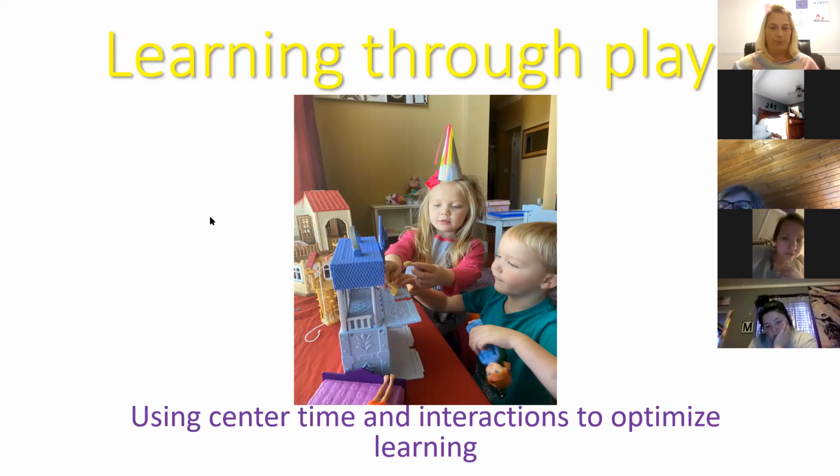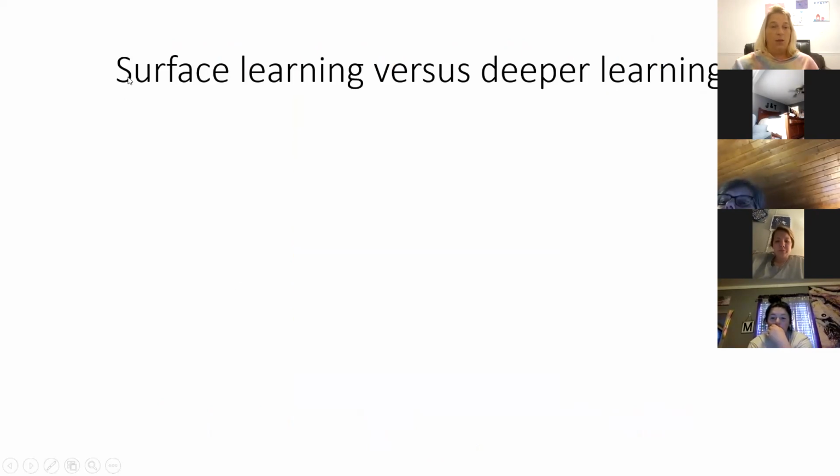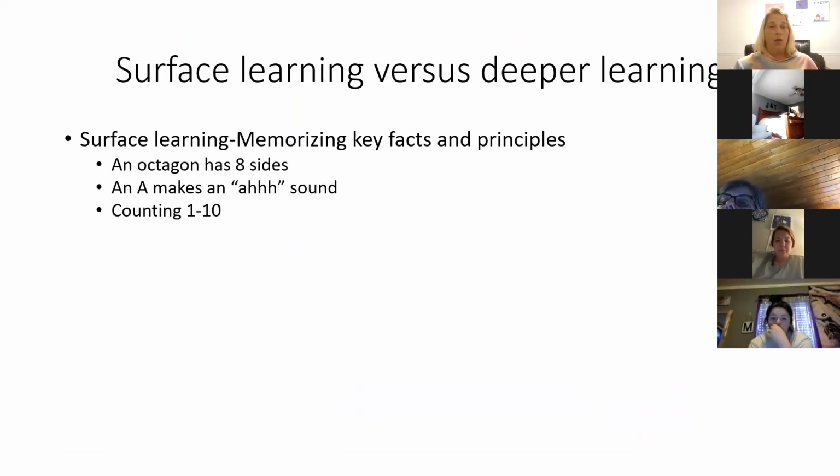All right. So today we're going to be talking about using center times and interactions to help the children learn. There are two types of learning. You have surface learning, which is your typical school age memorizing of key facts and principles. That octagon has 8 sides. A makes a sound.